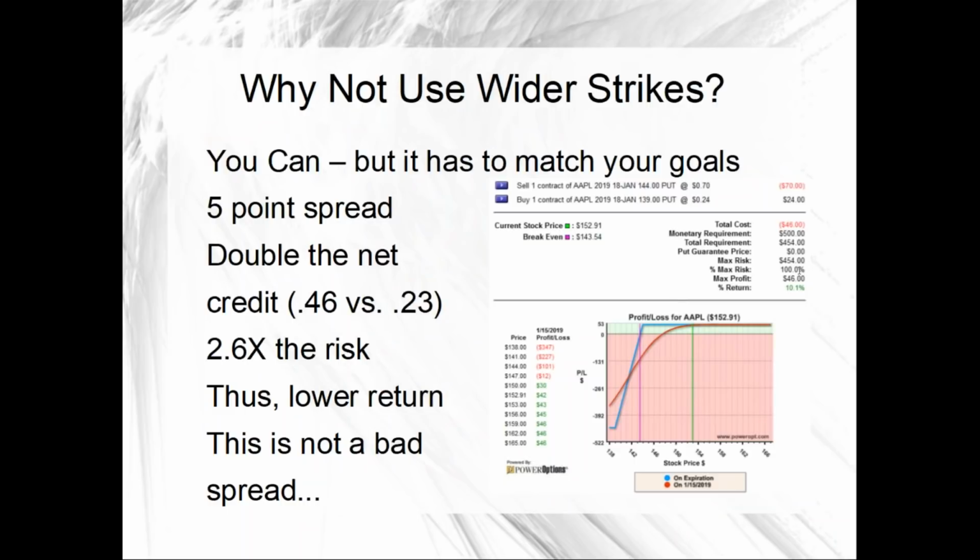Michael brings up an interesting point. He says with a 1-point spread, this is our 2-point spread I'm showing you again here on the chart, but with a 1-point spread, can I just buy back the short put and keep the long put open? Absolutely. So if I was in the 144, 143 spread with the lower return, if the stock starts to fall, I could buy to close the short and leave the long open. That's dependent on the stock continuing to fall.